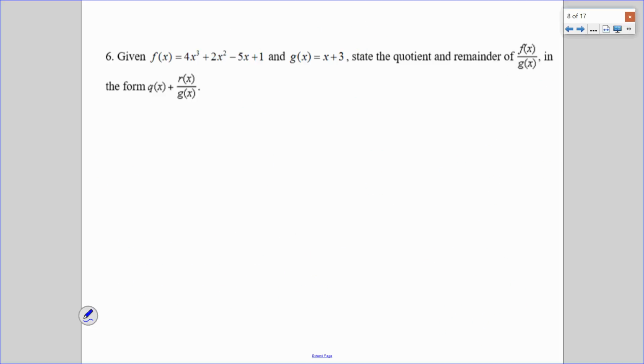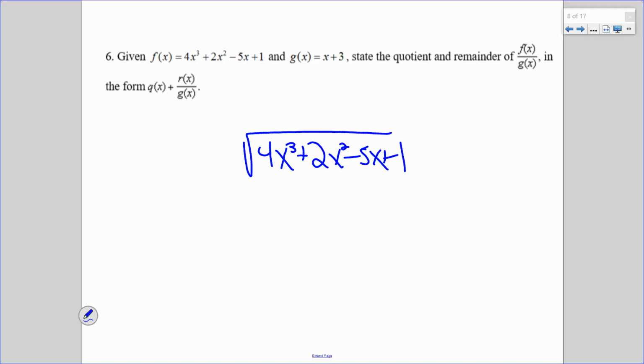Number 6. Given f of x equals and g of x equals, state the quotient and remainder of f of x over g of x. So I'm dividing f of x by g of x. Got a song for this too.